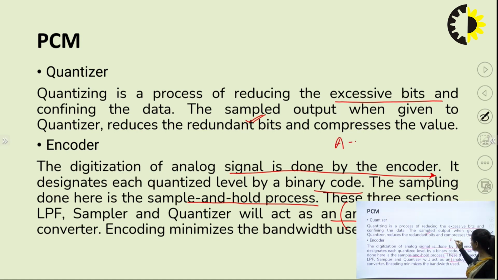A to D converter. What is it in the practical case? What is an A to D converter? An A to D converter consists of a sampler, a quantizer, and an encoder. Encoding minimizes the bandwidth used.